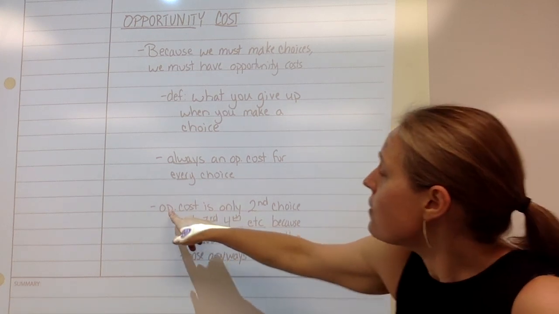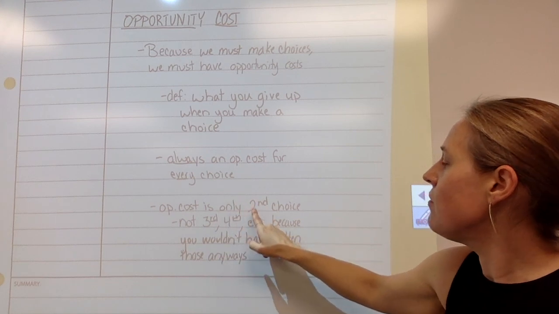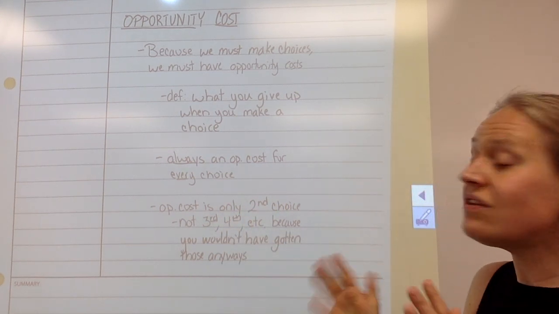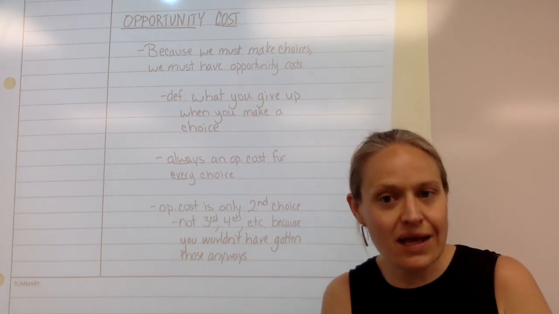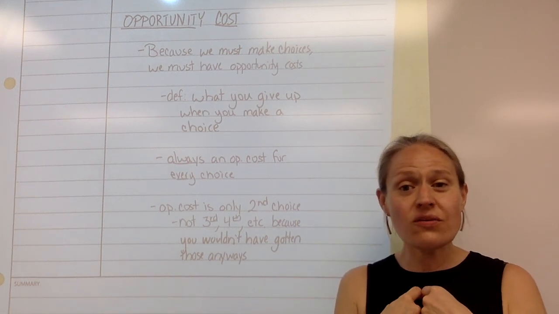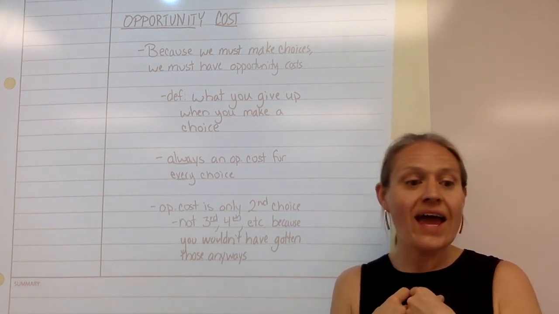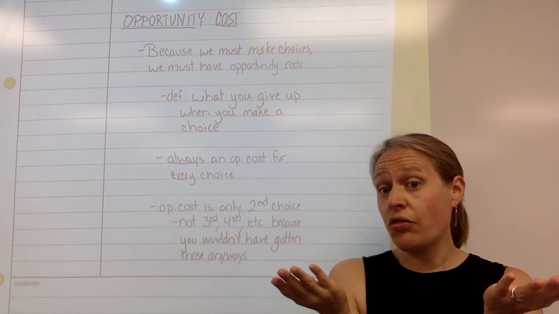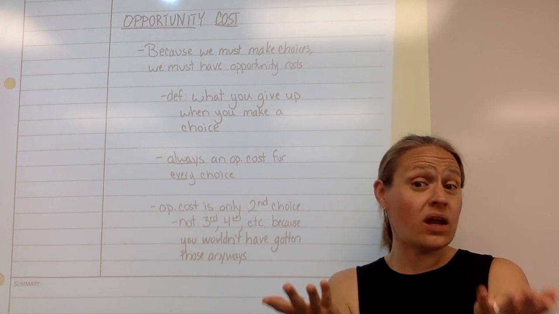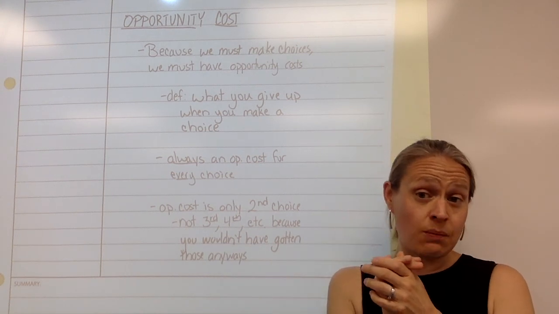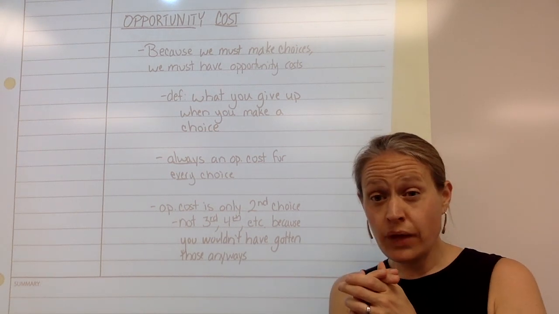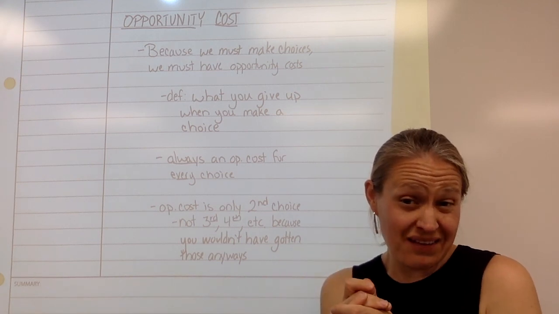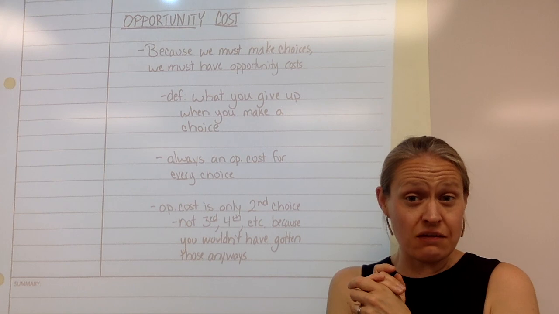Here it says opportunity cost is only the second choice. It's not the third, it's not the fourth, etc., because you wouldn't have gotten those anyway. Here is my example. I went to Mankato for college. I had also applied to St. Thomas and St. Ben's, and I got accepted to all three. I could have gone to any one of those three colleges that I applied to. Now, my mom wanted me to apply to St. Ben's. I didn't really want to go to St. Ben's. It was definitely number 3 on that list.